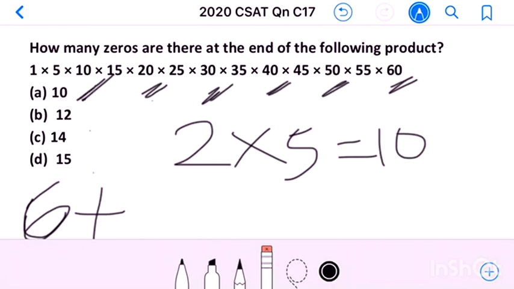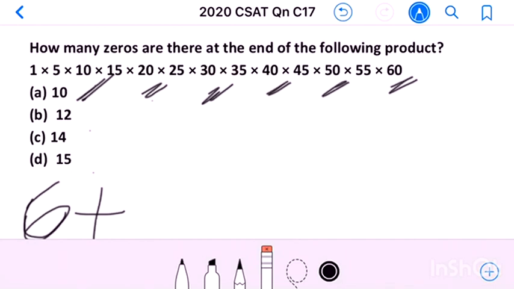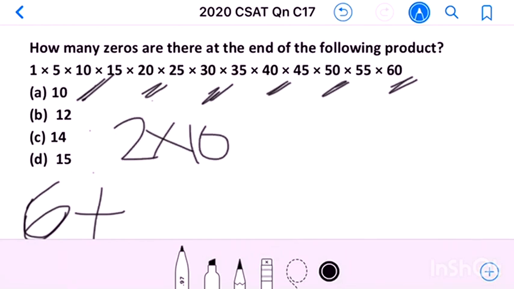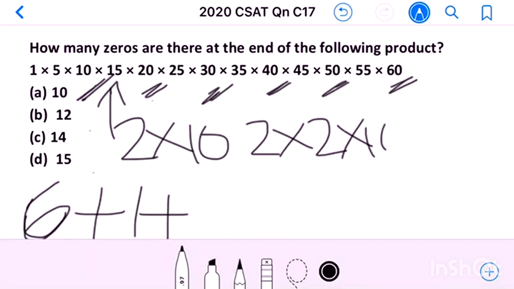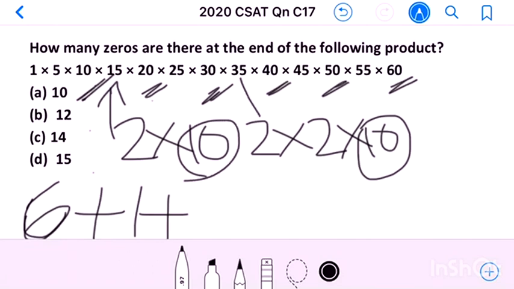So how many such numbers are there in these numbers? Let us find. 20 we can write as 2 into 10. Then 2 into this 15 we get 30. So one more 0. Then 40 we can write as 2 into 10. This 10 is already counted. Here also this 10 is already counted. Then 2 into 35, 70. 2 into 45, 90.